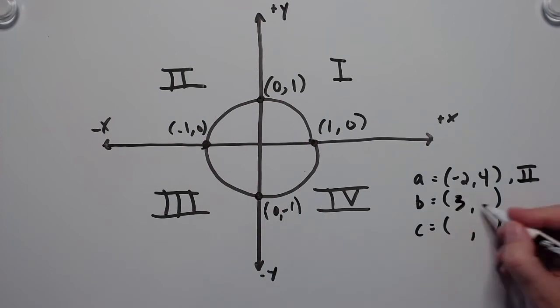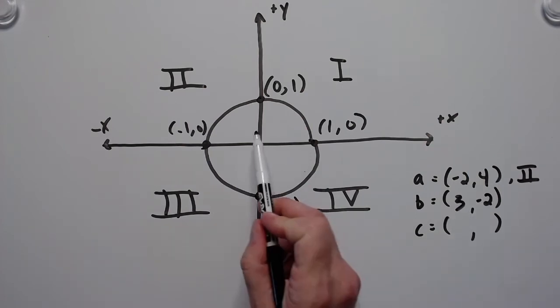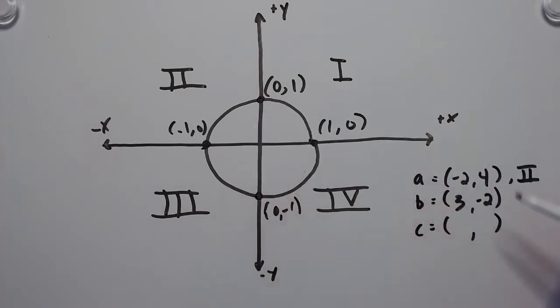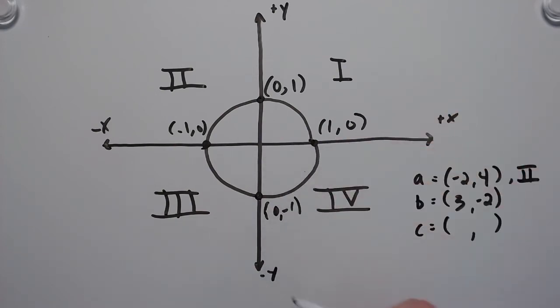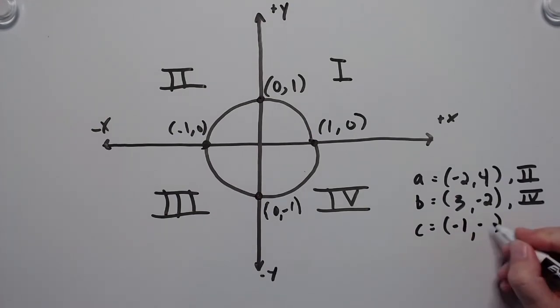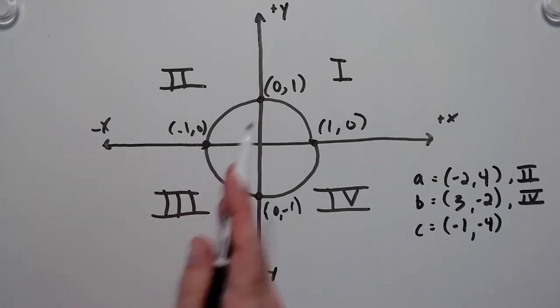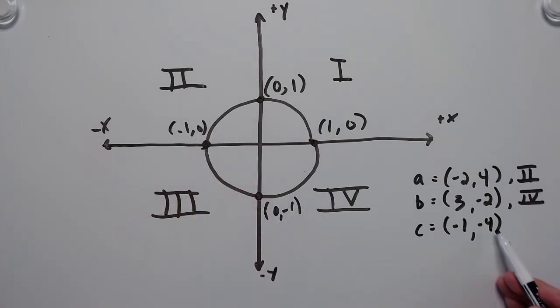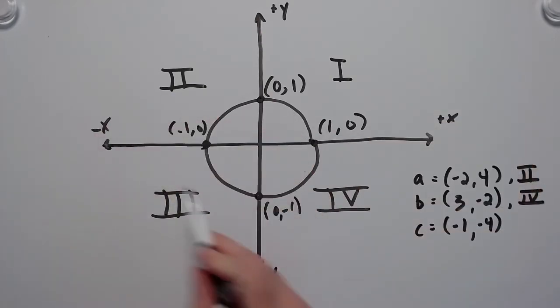What about (3, -2)? So the x is positive, so we know it's on the right side of the origin, and the y value is negative. So we know that it's on the bottom half of this. So it's in this lower right quadrant. So this would be in quadrant 4. And let's do (-1, -4). So the x is negative, so we know it's on the left side of the origin. And the y is also negative, so we know it's below the origin. So it's to the left and down, so it must be in the third quadrant.